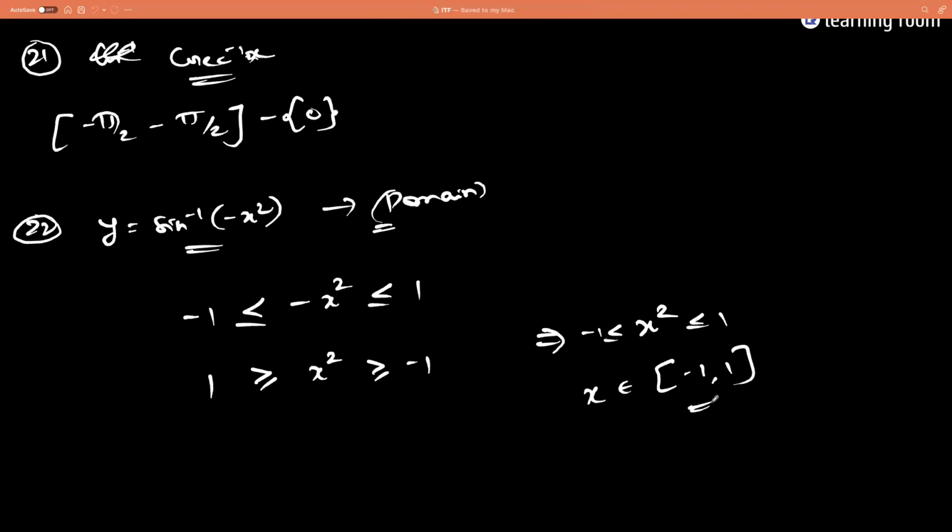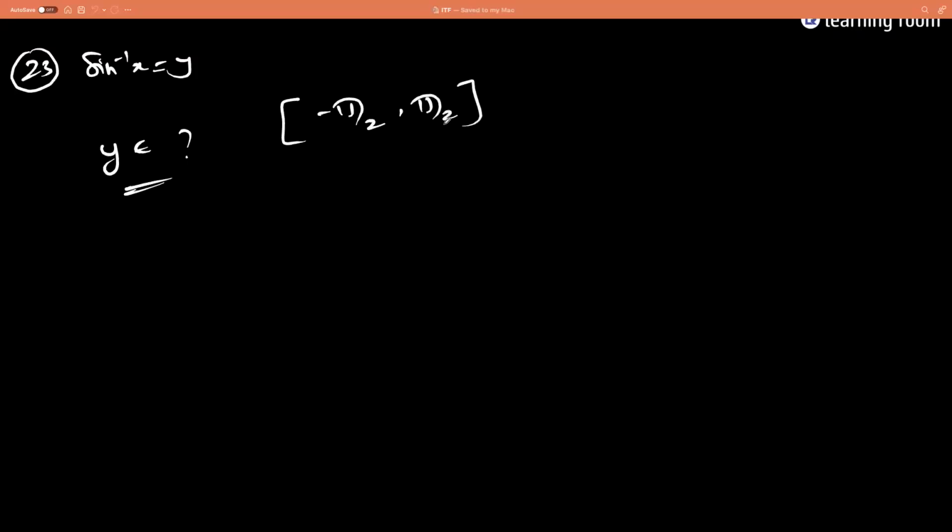23rd. If sine inverse x is equal to y, that's what they gave, then y belongs to? Tell the intervals of y. It's very simple. They're asking the range. So range is minus pi by 2 to pi by 2.